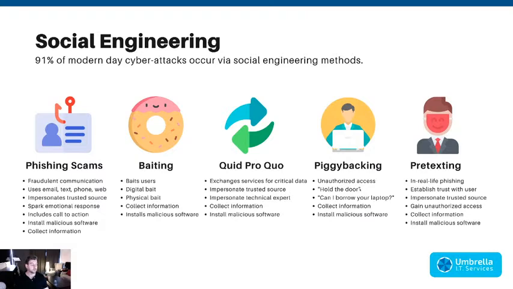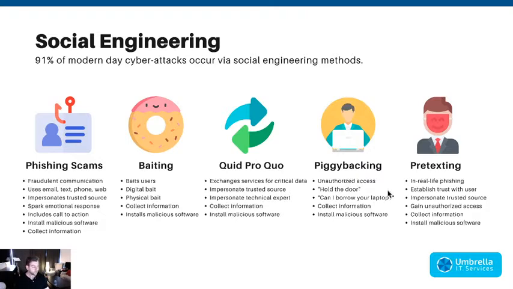Another common way people do this is hold the door. Someone will be coming into a shared office. Maybe you're a law firm and you've got a shared lobby. Maybe you're a film production studio, or maybe you're just an accounting firm or a bookkeeping firm. And someone will try to get into your shared space by just saying, hey, hold the door, I'm friends with the guy who runs this company. And then you let them in, and then they get physical access to an area they shouldn't have physical access to.